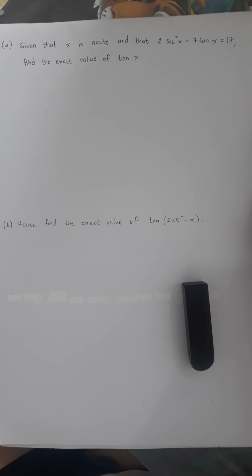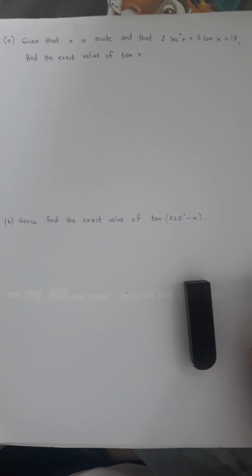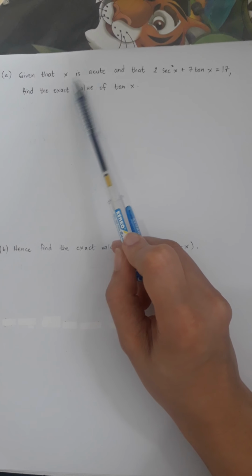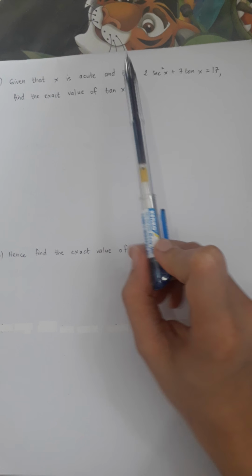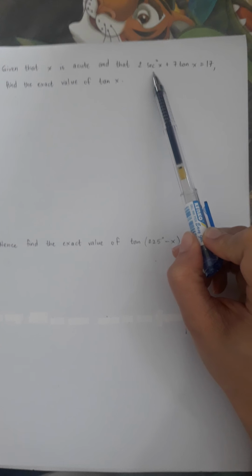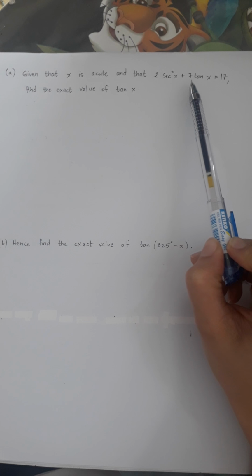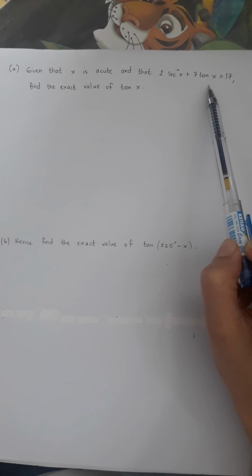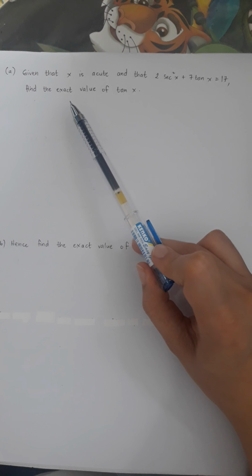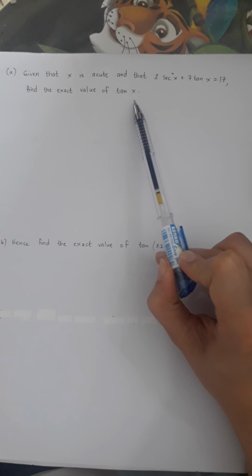So this video tutorial will discuss how to solve problems like this. In this problem, we have two parts. In the first part, we are given that x is acute and that 2 times the square of secant x plus 7 times tangent of x equals 17. And we need to find the exact value of tangent x.